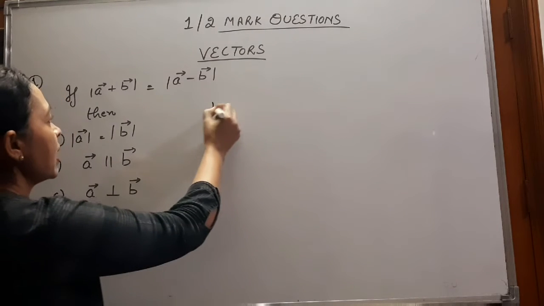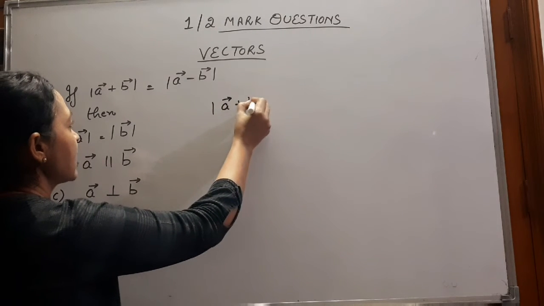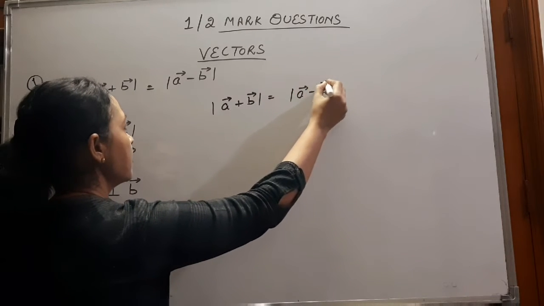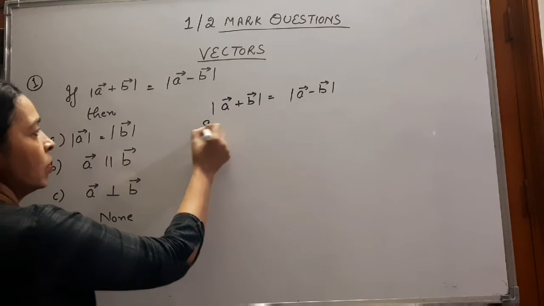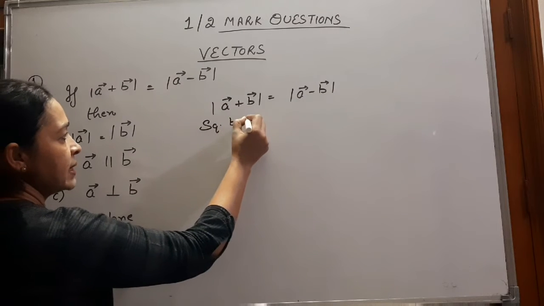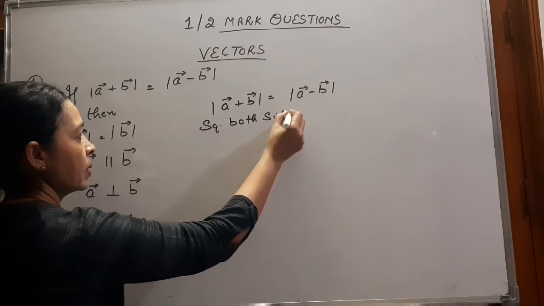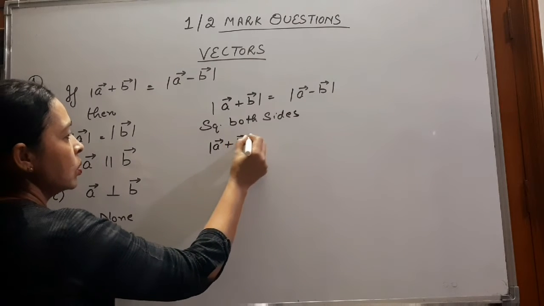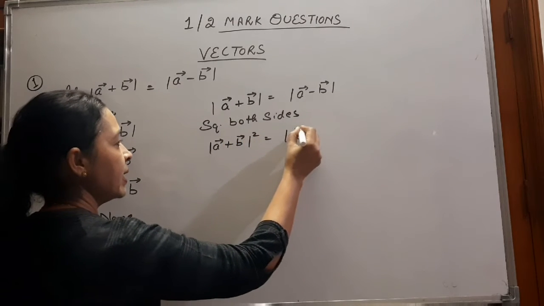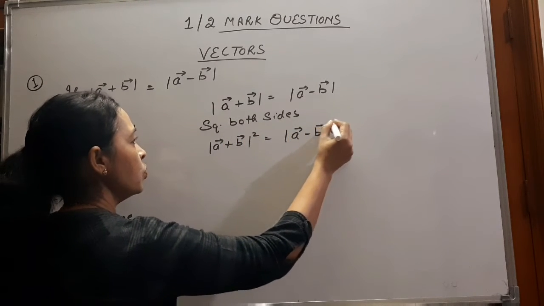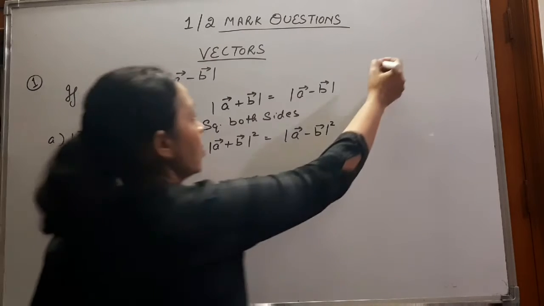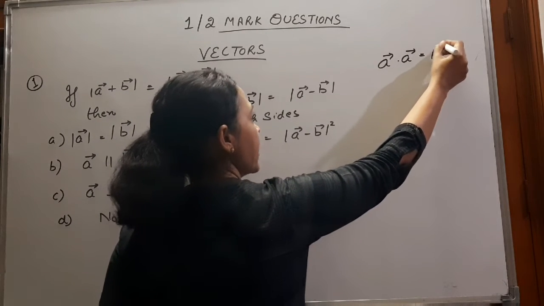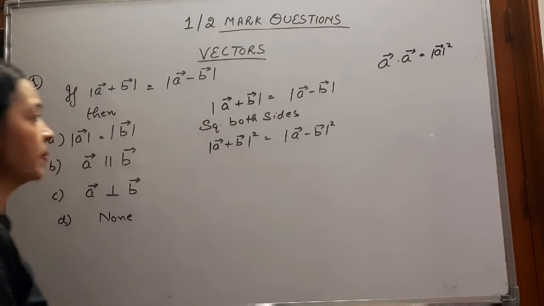Now students, we have magnitude of vector A plus vector B equals magnitude of vector A minus vector B. We will do squaring both sides. Magnitude of vector A plus vector B whole square equals magnitude of vector A minus vector B whole square. What is vector A dot vector A? A dot vector A is magnitude of A whole square.